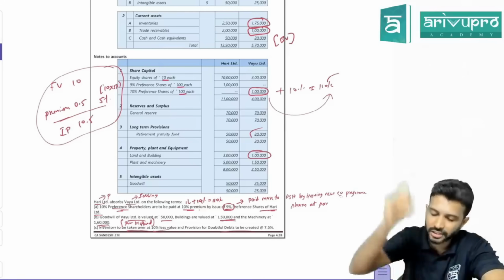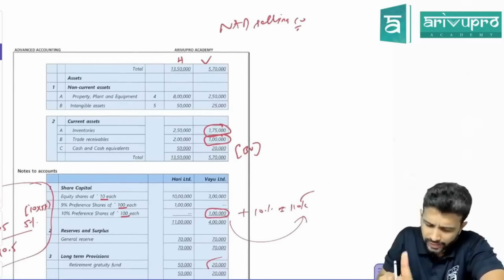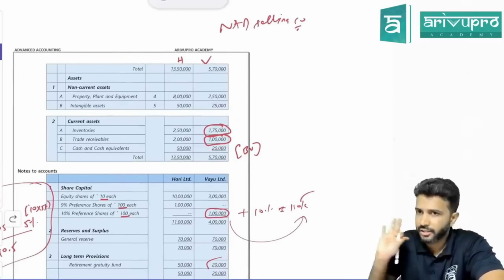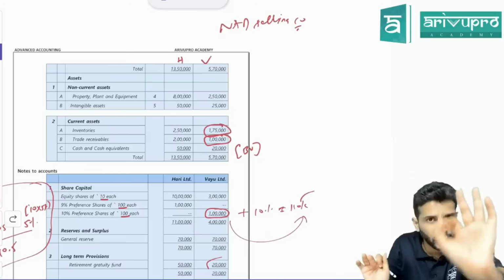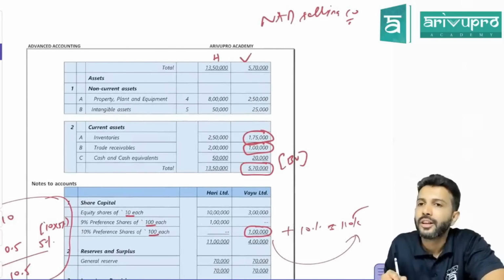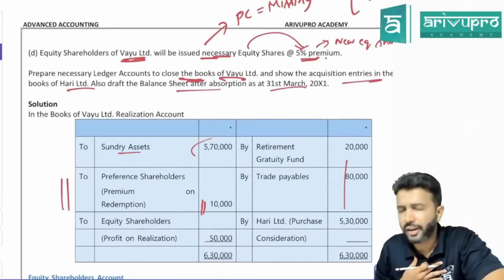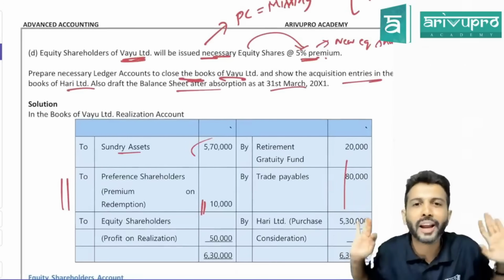So the entry is realization account debit to all the assets. Study material is giving a leeway approach. Ideally, in my opinion, each ledger has a separate balance, correct? So one ledger you need to close separately. But you know what study material is doing? What is the total assets? 570. You know what they did? To sundry assets, 570.